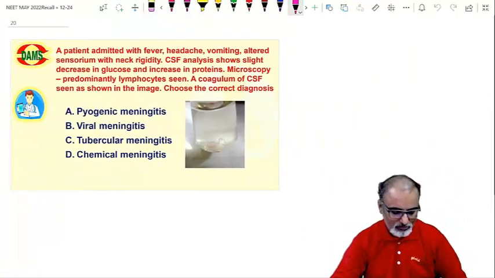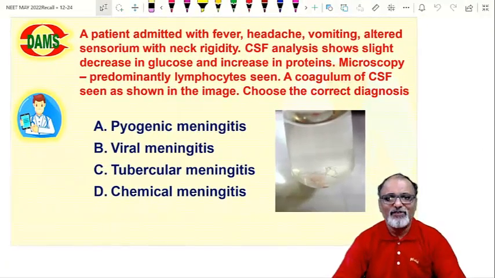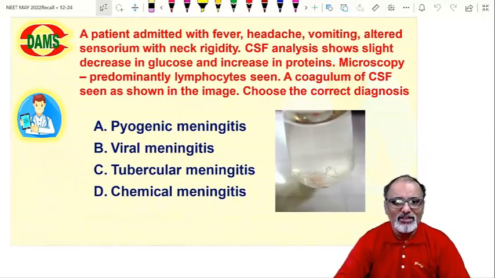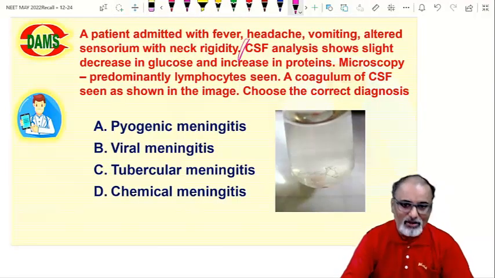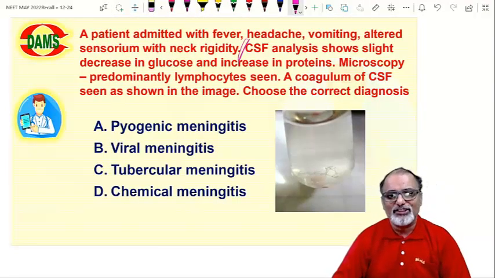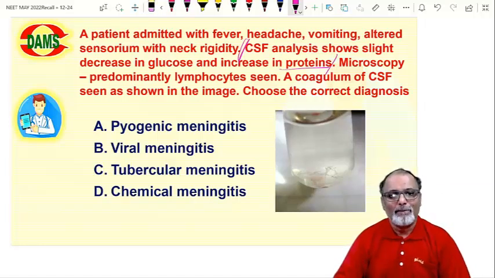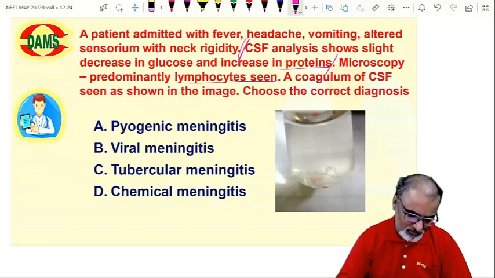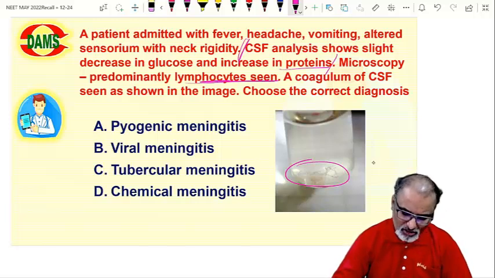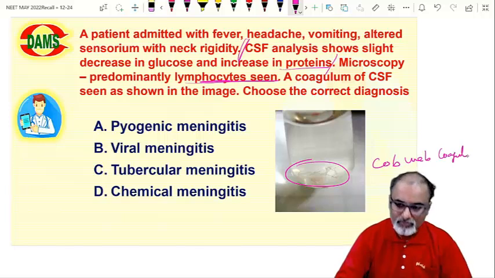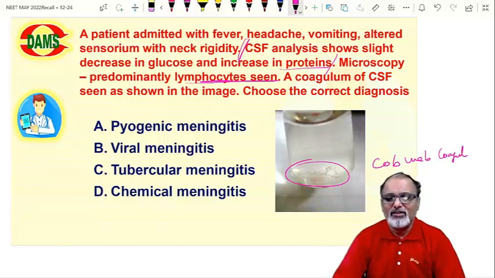Yeah. A patient admitted with fever, headache, vomiting, altered sensorium with neck rigidity. That's all. Up to this, easily you can say the patient is having meningitis. CSF analysis shows slight decrease in glucose and increase in proteins. Slight. Microscopy, lymphocytes are seen. A coagulum of CSF is seen. This is called cobweb coagulum because of proteins. Choose the correct diagnosis.